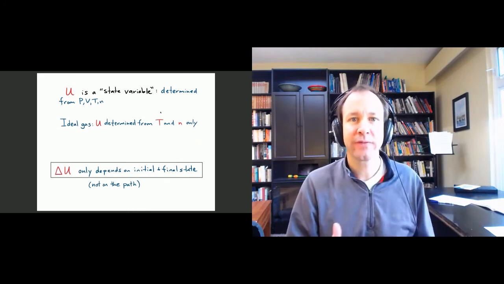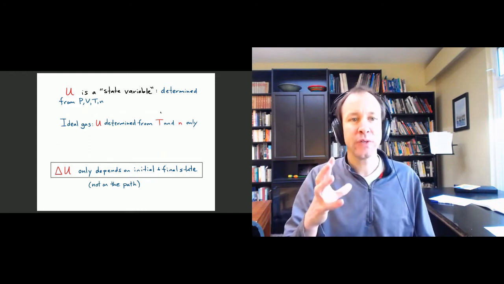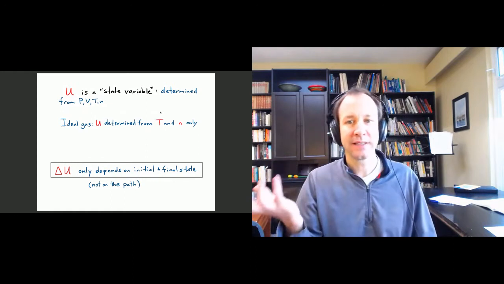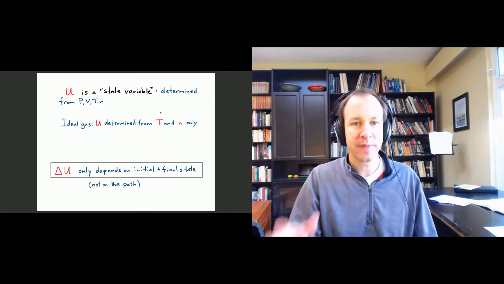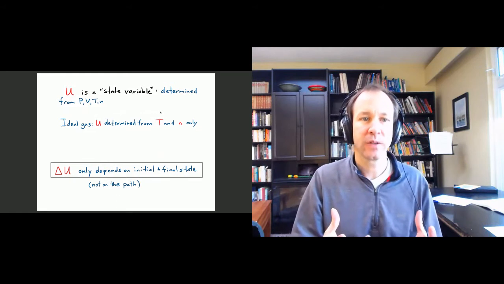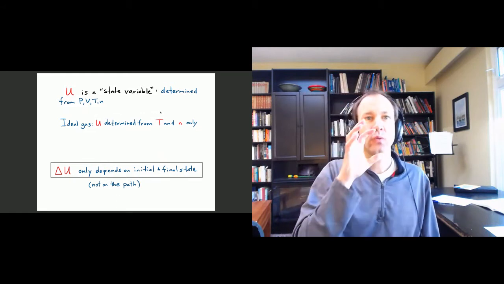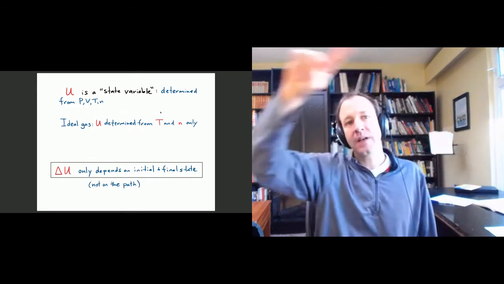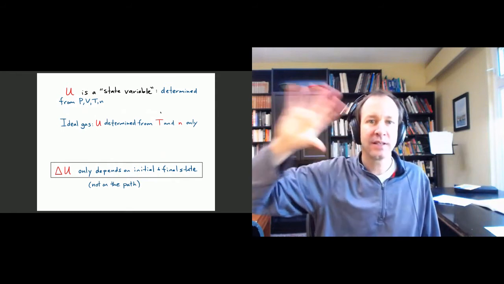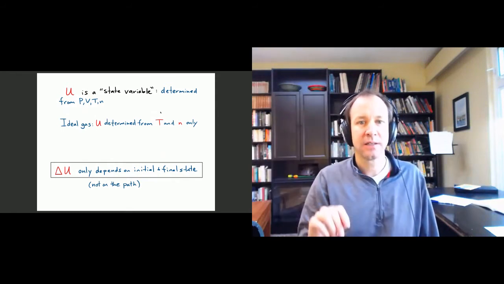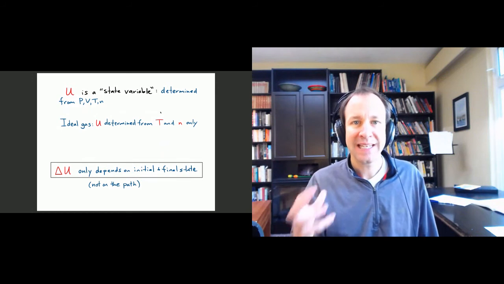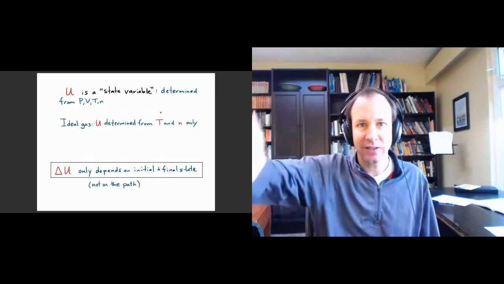Just a little bit of jargon for you. The fact that U is a property that is determined in principle once I know the pressure and the volume and the temperature and the number of moles, we say that U is a state variable. Whereas W and Q are amounts of energy that are transferred in a process, and we need to know the process to know what W and Q are.